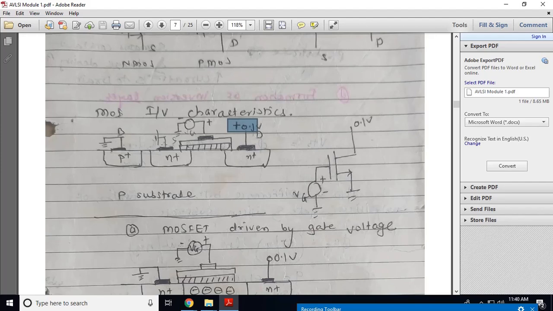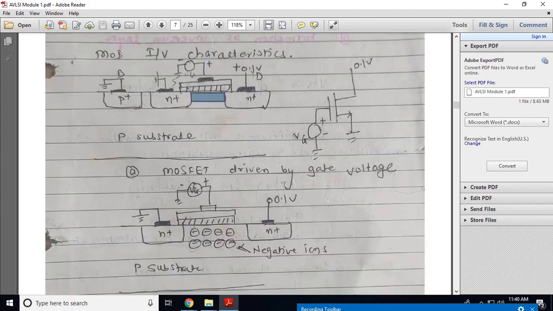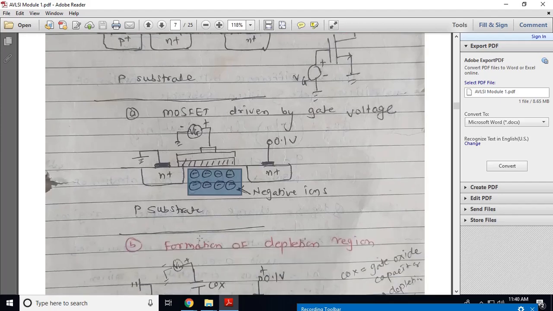Basically, when you apply a positive voltage on the gate, it will create negative ions in this channel region. So these are the negative ions. When you apply a positive voltage on the gate, it creates negative ions in the channel region, because if one plate of the capacitor is positively charged, the other plate is negatively charged. So these are the negative ions.